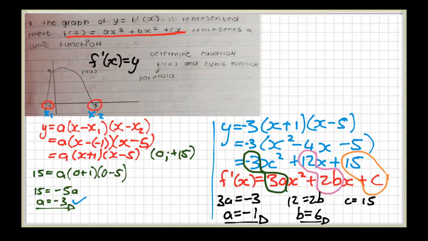But this is now important. Have we actually finished off the sum? And the answer is no, because they asked me for the equation. So lastly, I would write, therefore, f of x is equal to, a is negative 1, so negative x cubed, plus 6x squared, plus 15x. Have I now answered the question? Yes, I have. And therefore, I can go on to the next question.